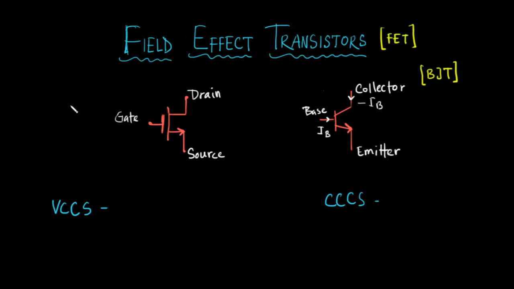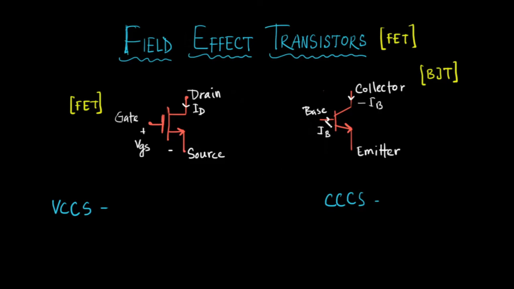In the FET, the input voltage controls the output current. By the input voltage, I mean the voltage between the gate and the source. We will call this VGS, the gate to source voltage. The gate to source voltage controls the output current. The output current is the drain current, and this time we will call it ID. Exactly similar to the BJT, just the control parameter is different.